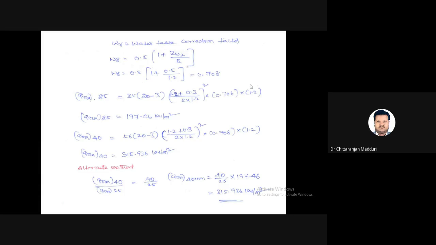Next, we also have an alternate method. If you know the allowable bearing pressure for 40 mm settlement, we can find the allowable bearing pressure for 25 mm settlement. Here, suppose you know that the allowable bearing pressure for 25 mm settlement is 187.46. So the net allowable bearing pressure for 40 mm settlement is equal to 40 by 25 into 187.46. We will get the same thing, 315.936 kilonewton per meter square. Whichever is convenient, you can use that one. You can find it directly by using the equation, or by using the relation. Settlement is directly proportional to pressure. The more the pressure, the more the settlement.